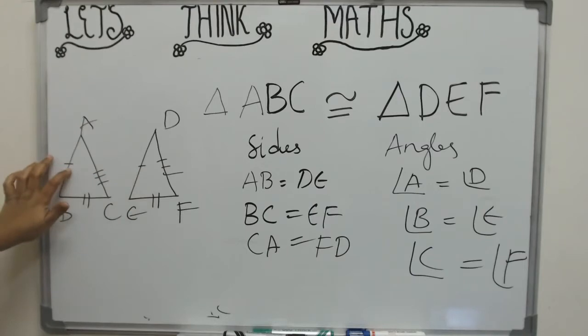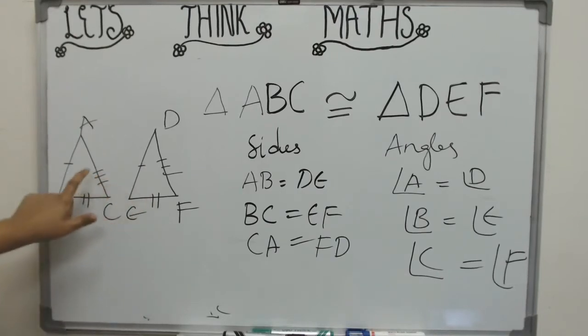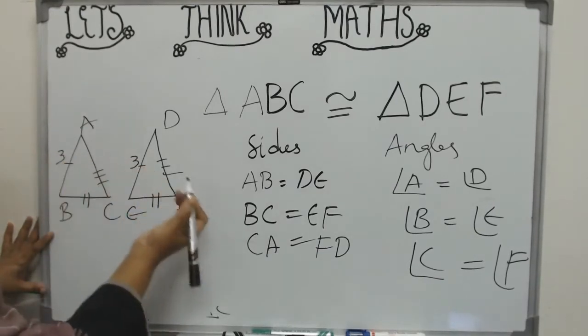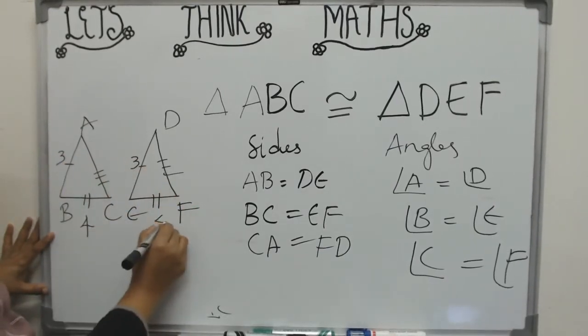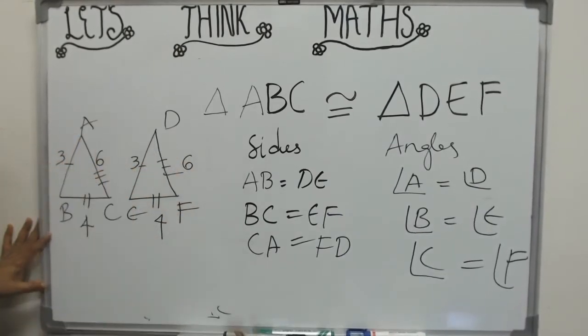So the ones which have one cut are equal to one another, the ones which have two cuts are equal to one another, and the ones which have three cuts are equal to one another. Or in other words, if this is 3, this will also be 3. If this is 4, this will also be 4. If this is 6, then this will also be equal to 6.